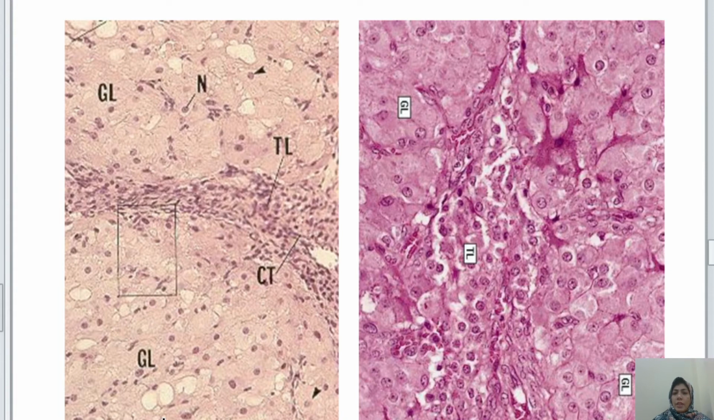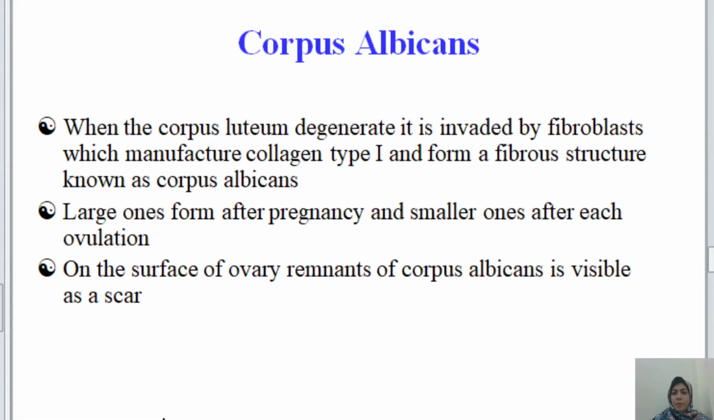There you can also see the corpus luteum and corpus luteum cells. What is the corpus albicans? When the corpus luteum degenerates, it is invaded by fibroblasts, which manufacture collagen type 1 and form a fibrous structure known as the corpus albicans. Large ones form after pregnancy and smaller ones form after each ovulation. On the surface of the ovary, the remains of the corpus albicans are visible as a scar.